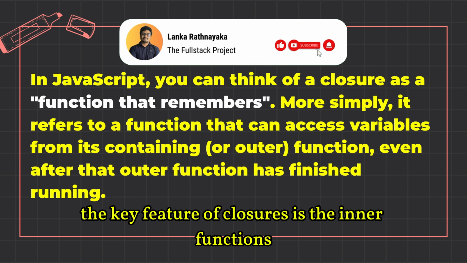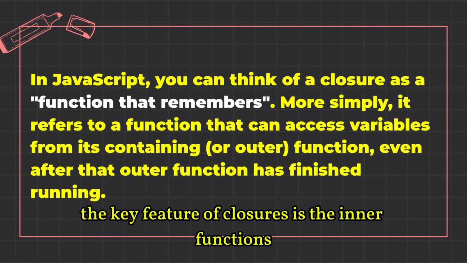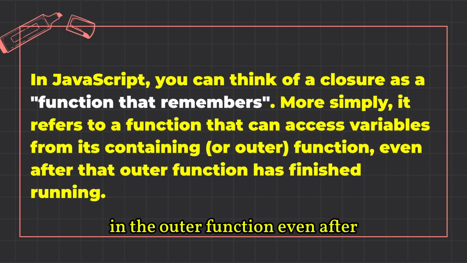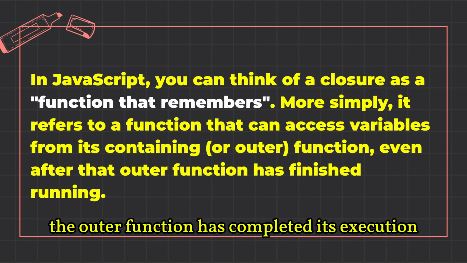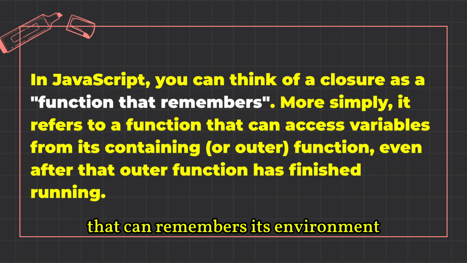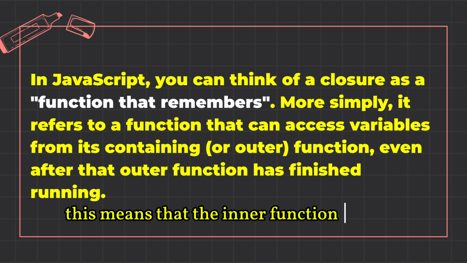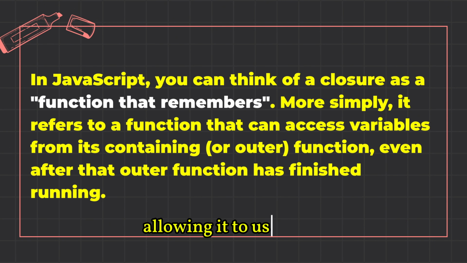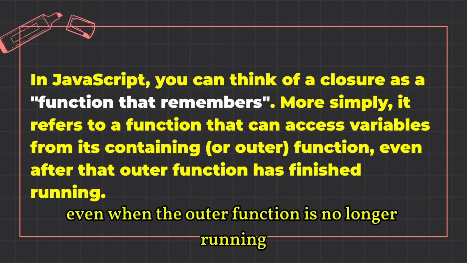The key feature of closures is the inner function's ability to remember the variables defined in the outer function, even after the outer function has completed its execution. So in simple terms, a closure is a function that can remember its environment. This means that the inner function retains access to the outer function's variables, allowing it to use them even when the outer function is no longer running.